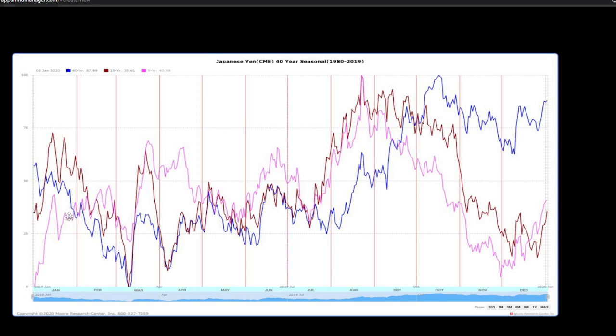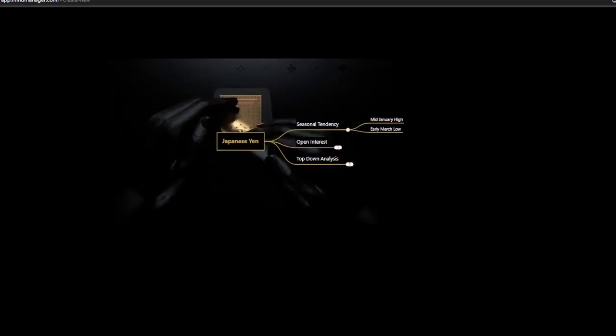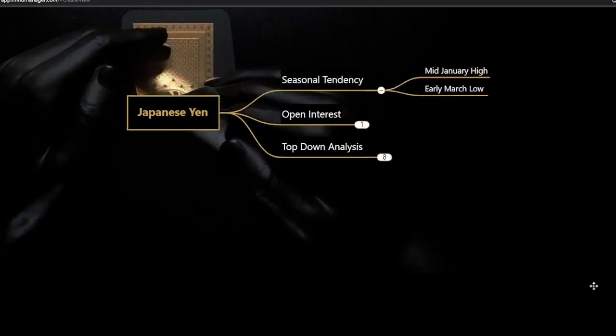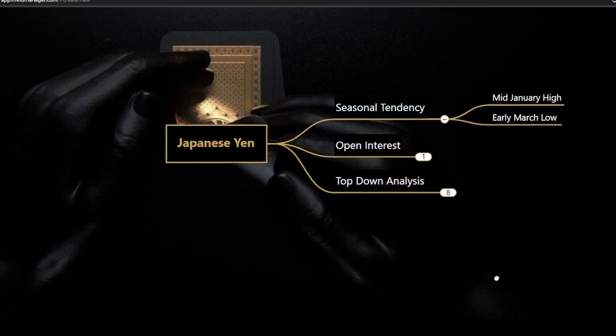So here's the chart. You can take a screenshot if you want, or pause the video if you find any of these other swing points relevant to you. But to move forward, now take a look at open interest.